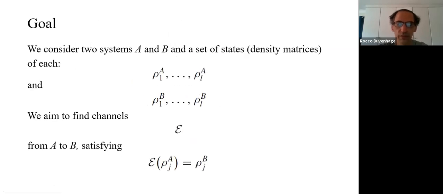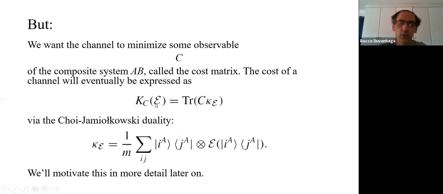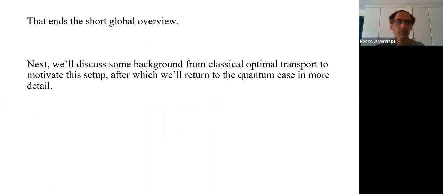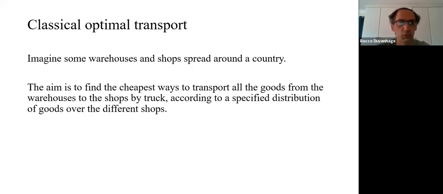So just to say it again, you start off with states of each of the two systems. You want to find channels that map the chosen states of A to the chosen states of B. So it's certain tasks that you want to perform. And you want to find a channel that minimizes a cost given in this form. So that's the basic problem. And I'm going to discuss the classical case of optimal transport, which was the main motivation for doing this. And then I'll return to the quantum case. And you're welcome to, if there's a question along the way, you can tell me.